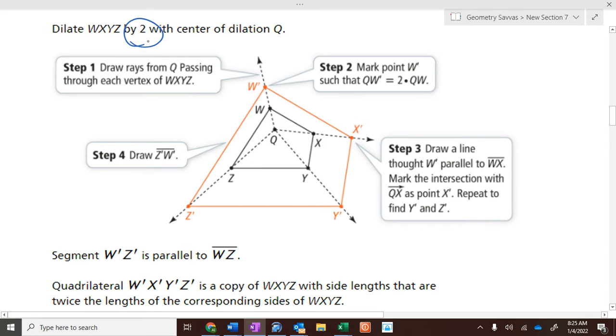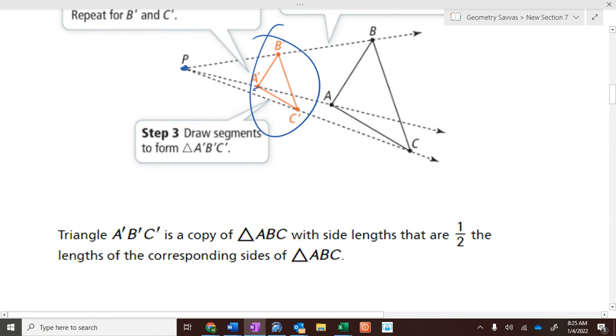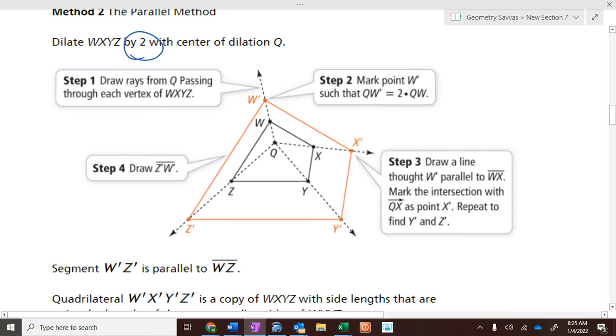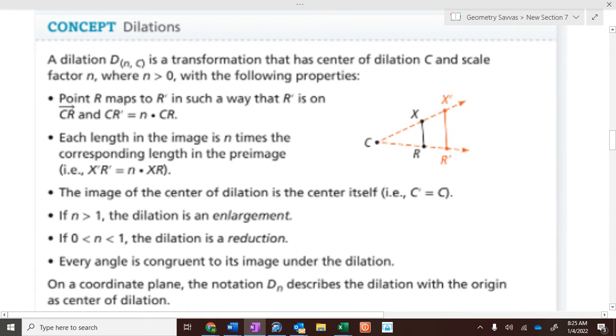Okay? They also have what's called the parallel method, where each of the sides are parallel. And this one had a scale factor of 2. So the new figure is going to be larger. And then if you go parallel twice as far away from the center of origin, okay, it makes an object twice as large. Okay? So half the size is smaller, a reduction. Twice the size is bigger, an enlargement.